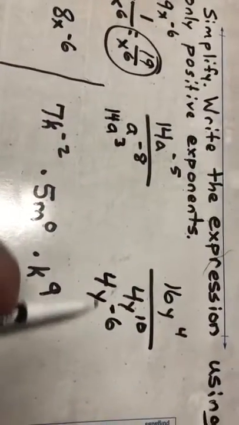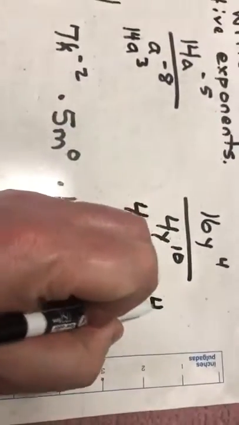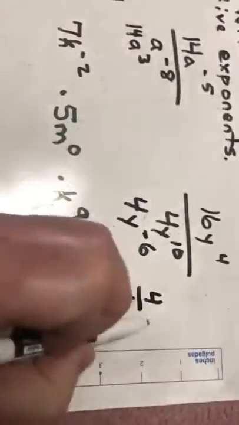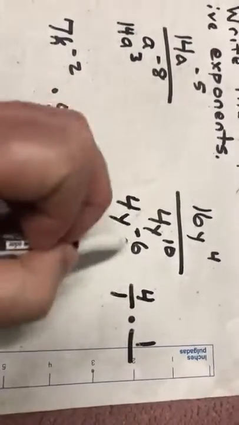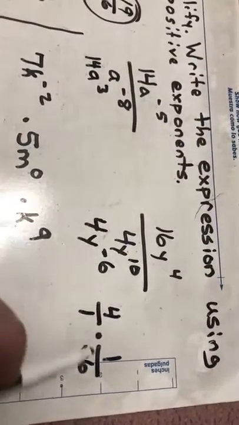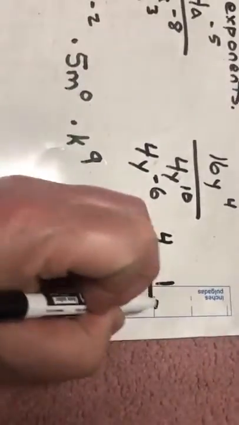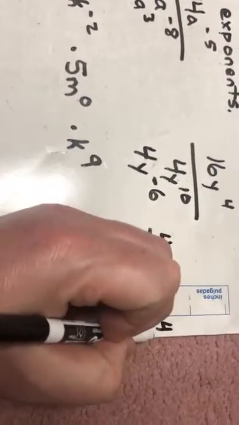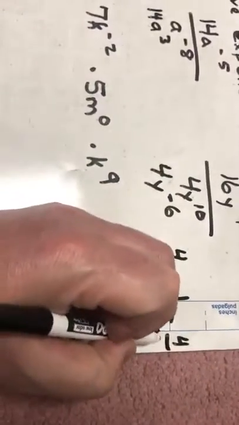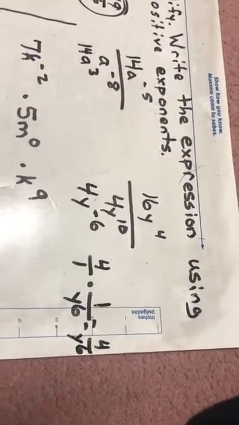But my directions say I have to write the expression using only positive exponents. So now I need to multiply this one the same way I did that one. So this is actually going to become, I have to do the multiplication of 4 over 1 for the 4 times 1 for the negative exponent over y to the power of 6. All right, I've taken the y to the power of negative 6, made it 1 over y to the 6. 4 became 4 over 1. Now I just go ahead and multiply them. 4 times 1 is 4. 1 times y to the power of 6 is y to the power of 6. I end up with 4 over y to the power of 6.